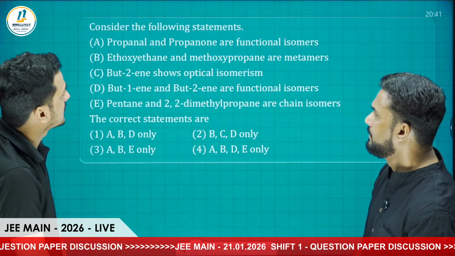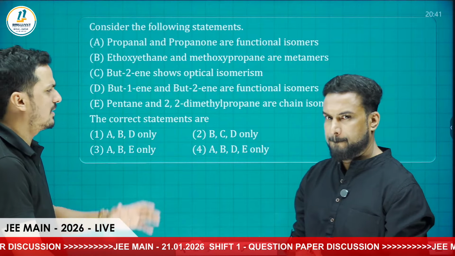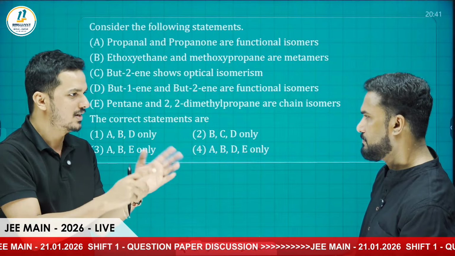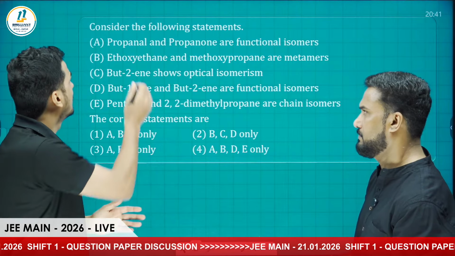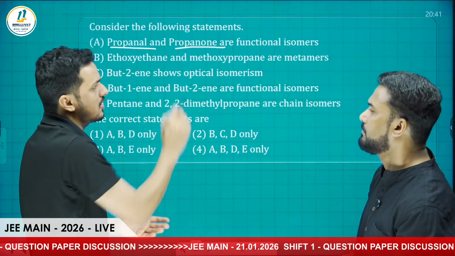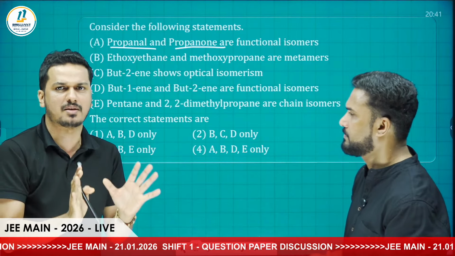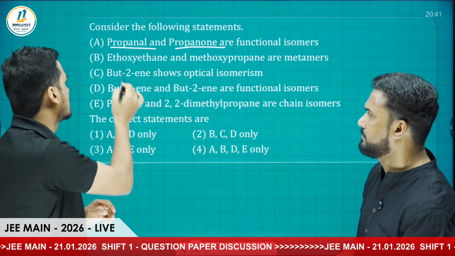This is the next one. Consider the following statements. This is a comparatively easy question, I think, but they must know the idea of isomerism properly, then they can answer it. Propanol and propanone are functional isomers. Yes, correct. Both are aldehyde and ketone with the same number of carbons, so they are functional isomers.